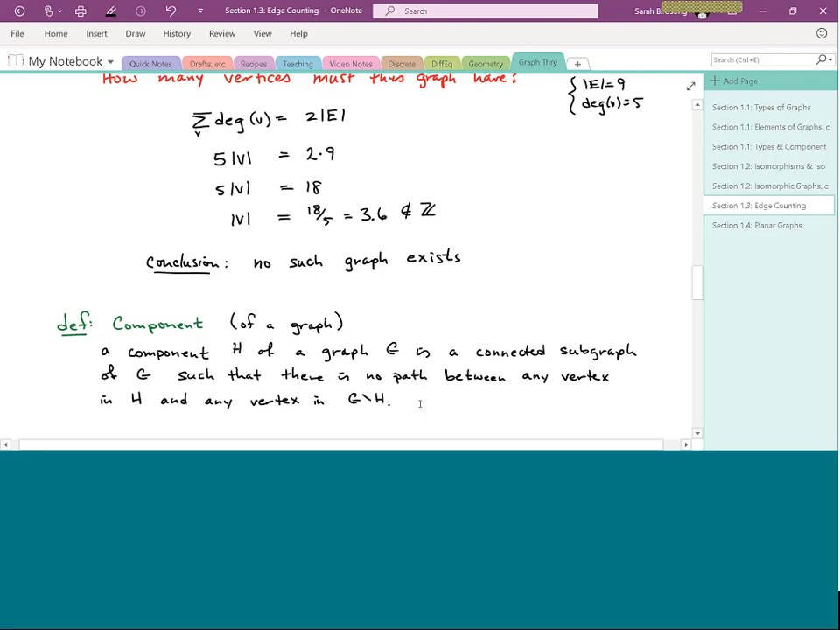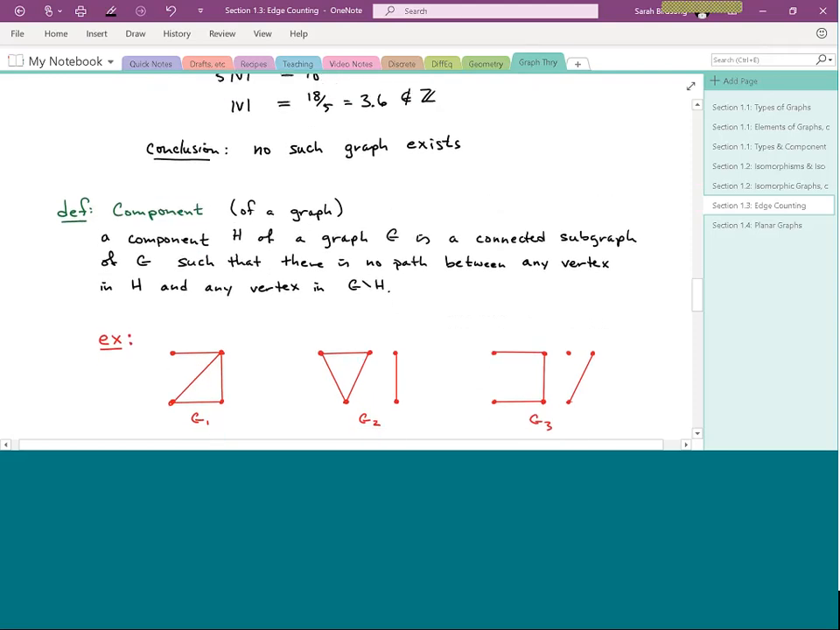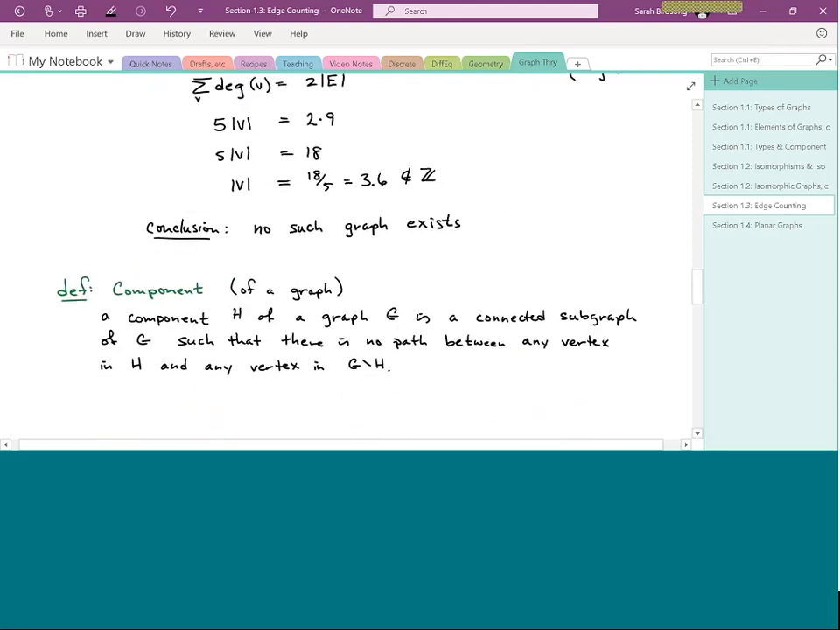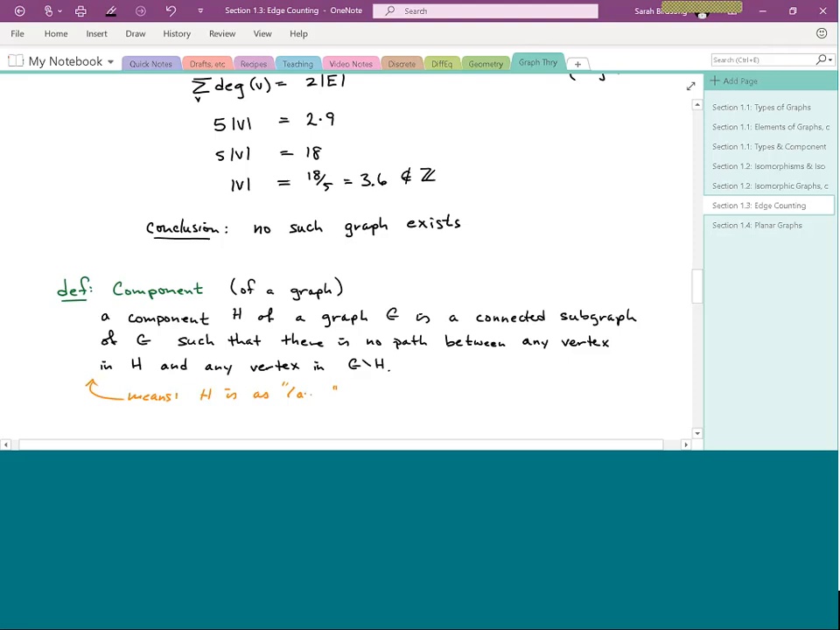Now, what does this actually mean? This means it's the biggest possible connected subgraph, sort of. Okay? So I guess I should write this, sort of. So this means, and let me make this a different color, that H is as large as possible. Wow, large does not have an S in it. Let us fix that. As large as possible.